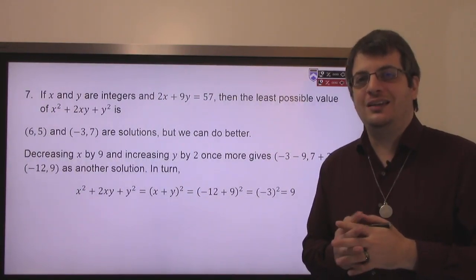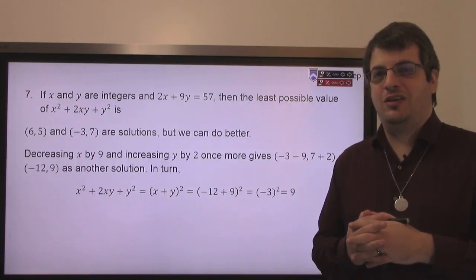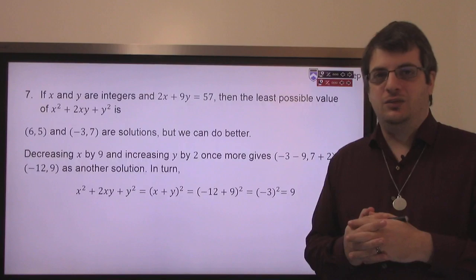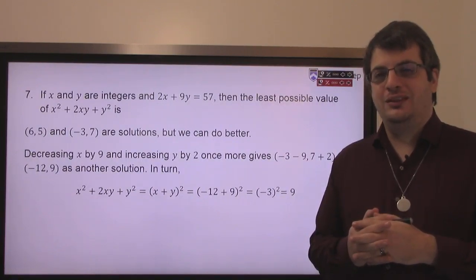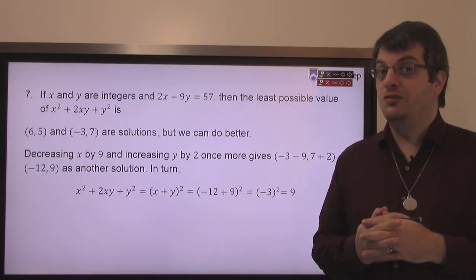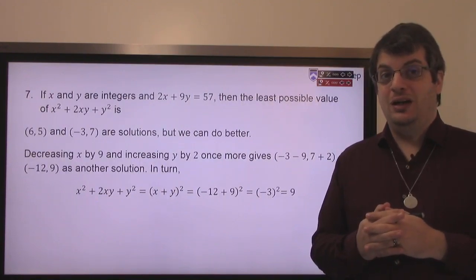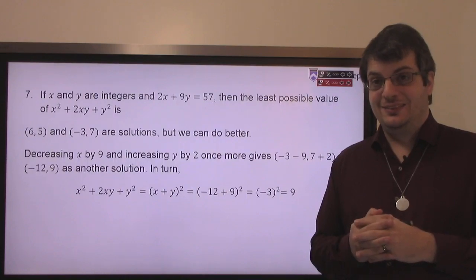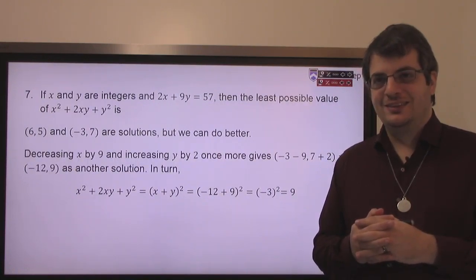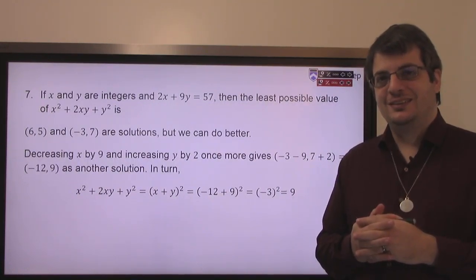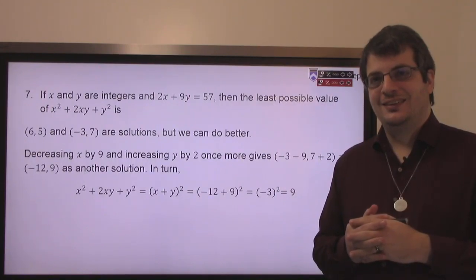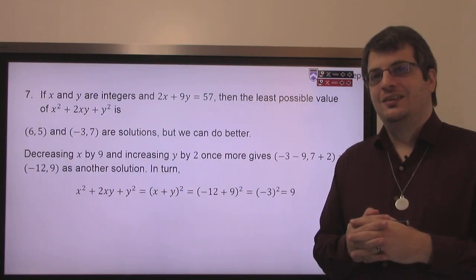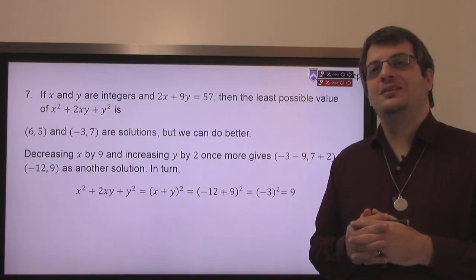Negative 12, 9 does not have a larger square value, Ravi and Gangan. It's 9 when you square it. Negative 12 plus 9 is negative 3. You square it, you get positive 9. This is better. Right? Isn't this better, Ravi? Ravi, Gangan, Antimony.